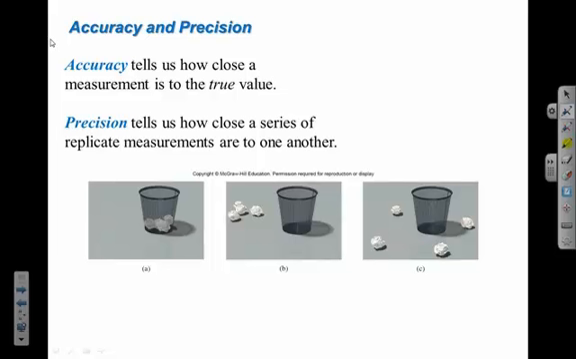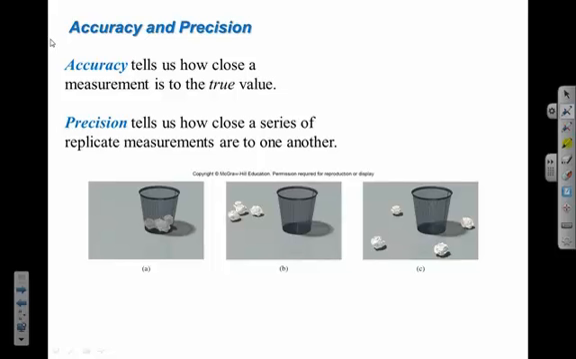Precision, though, is different because precision requires you to have multiple measurements to see how they agree with one another. So in this lab experiment, when you're measuring the density for your unknown metal, you're not going to be able to say how accurate your measurements are. But if you take multiple measurements, you will be able to determine how precise your technique is.